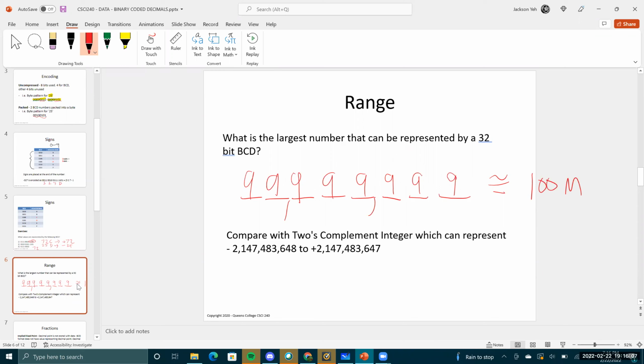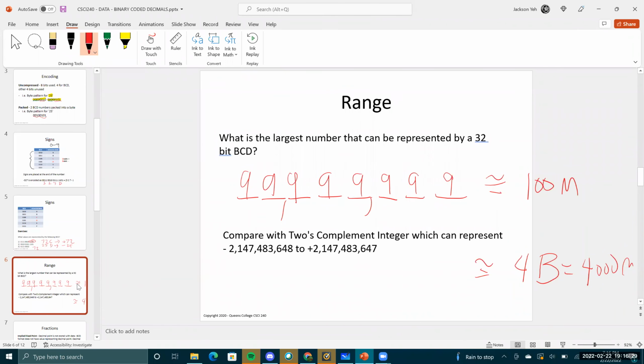All right, so 2's complement has positive and negative, but just for comparison's purposes, let's just make everything positive. So with an integer, the largest number is roughly 4 billion. Okay, so 4 billion is equal to 4,000 million. So we're talking about 40 times less space. So given BCD, it's not very efficient in the sense that, given the same number of bits, you can't represent an equal number of values because there's wasted space. Okay.